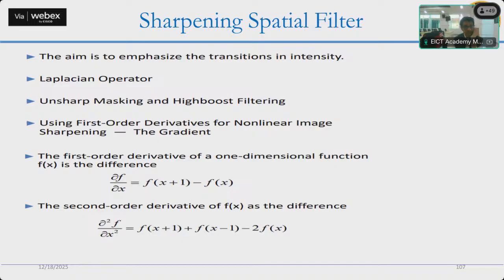The first order derivative of a one dimensional function is basically the difference. The question arises, how will you find this gradient? How will you find the derivative? Derivative things are a bit simple to do here. You simply take the subtraction from the neighborhood, which is x plus 1, toward the right hand side. Here we are seeing the second order derivative of f(x). What would happen when we take the second order derivative? Then f(x+1) plus f(x-1) minus 2f(x). That we can do here.